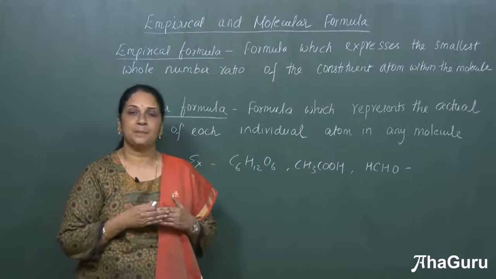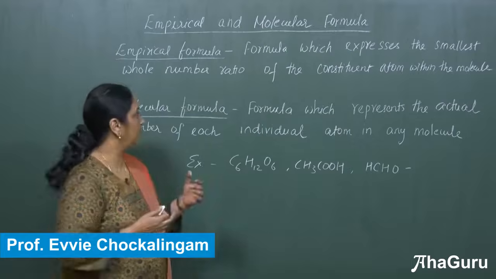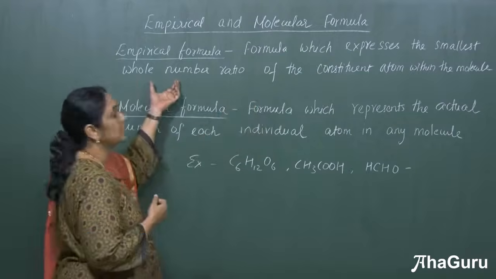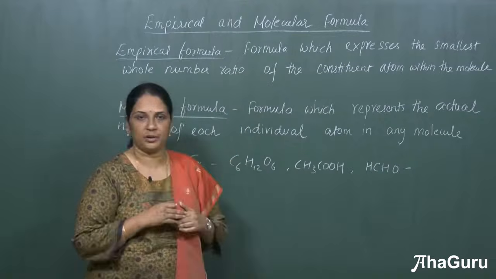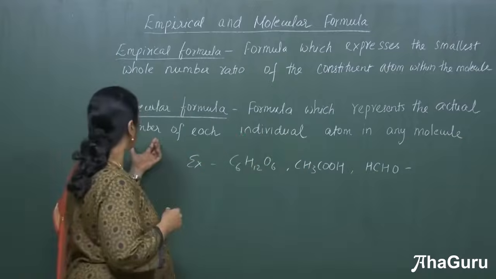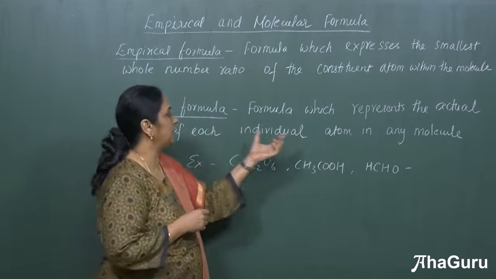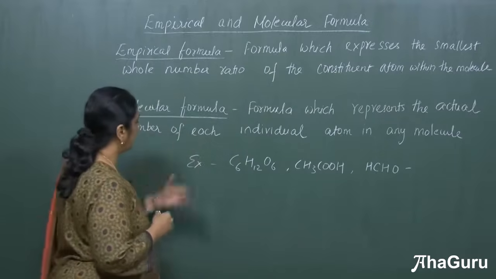Let us see what is empirical and molecular formula. So, empirical formula is a formula which expresses the smallest whole number ratio of the constituent atoms within the molecule, whereas the molecular formula is a formula which represents the actual number of each individual atom in any molecule. Okay. So, let me show you this with an example.